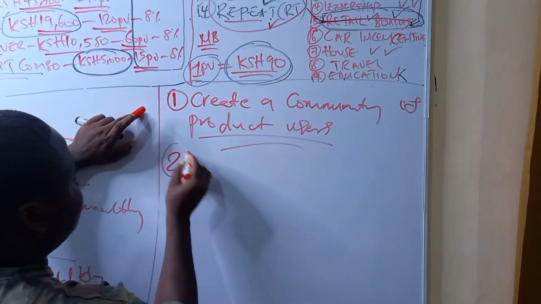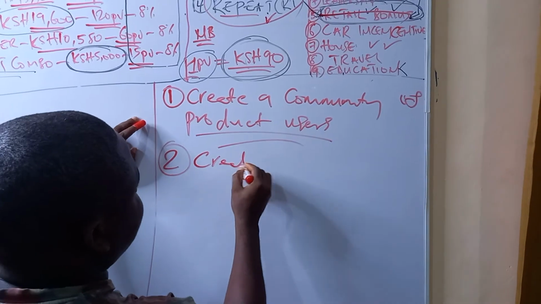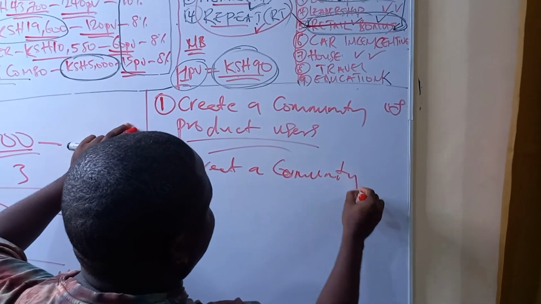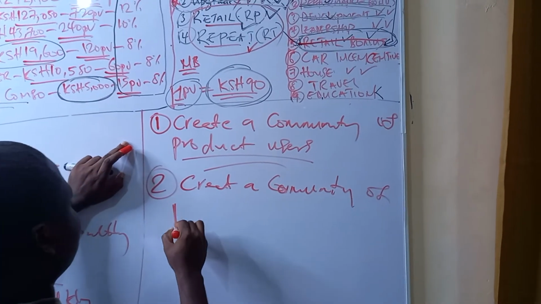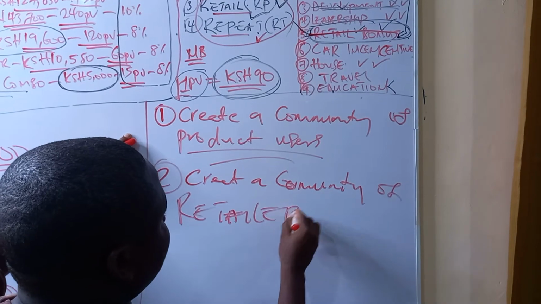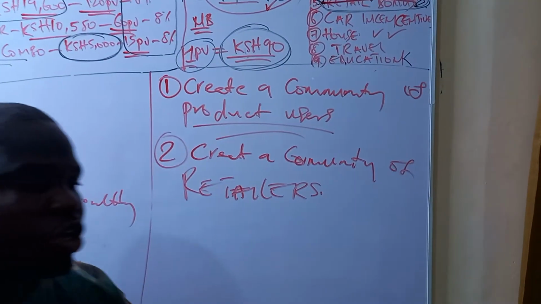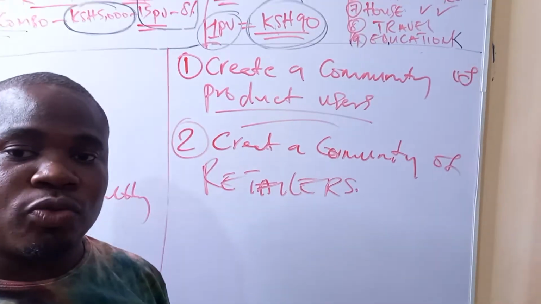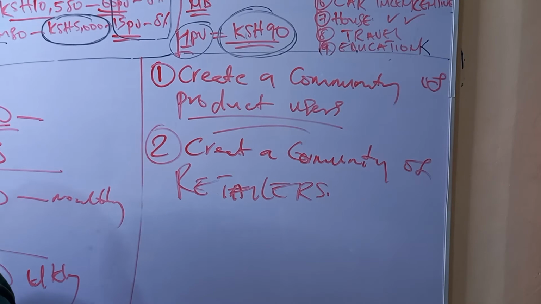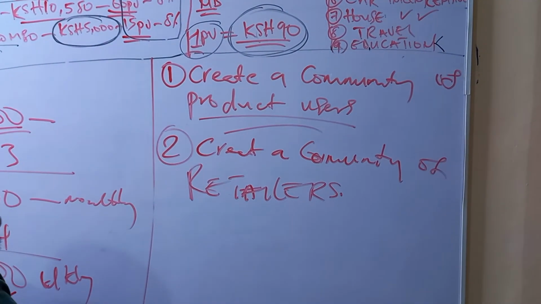Now the next set of people you want to focus on is you want to create a community of retailers. People who are going to be buying and selling the Longrich product because of you or through you. Now, these people, you're not going to sell to them at your own price. You're going to sell to them at the Longrich price. Okay?